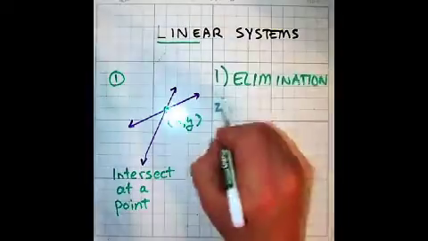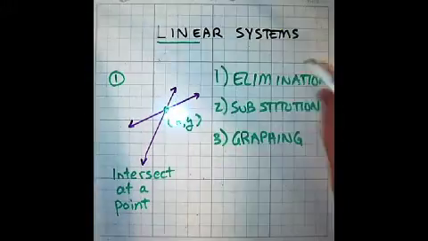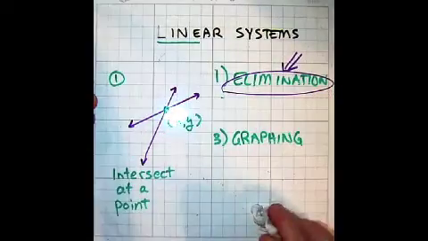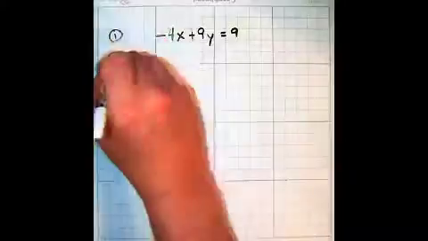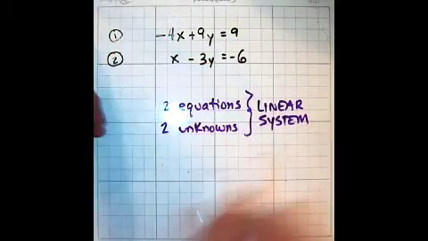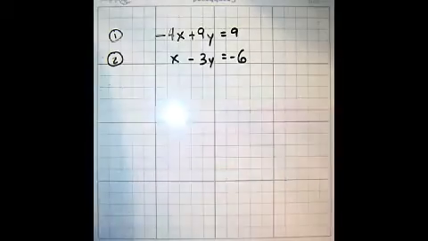We're going to focus on when they intersect at a point. There's three ways of solving these: elimination, substitution, and graphing. But we're going to focus on elimination today. So if you have two equations and two unknowns, once again, that's what a linear system is, then you could solve this by trying to eliminate one of the variables.